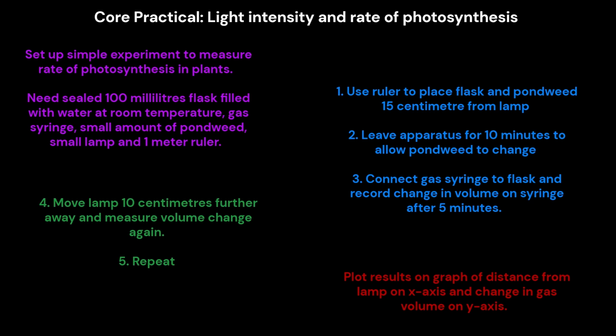You need a sealed 100 milliliter flask filled with water at room temperature, a gas syringe, a small amount of pondweed, a small lamp, and a 1 meter ruler. 1. Use the ruler to place the flask and pondweed 15 centimeters from the lamp. 2. Leave the apparatus for 10 minutes to allow the pondweed to adjust. 3. Connect the gas syringe to the flask and record the change in volume on the syringe after 5 minutes. 4. Move the lamp 10 centimeters further away and measure the volume change again. 5. Repeat. Plot results on a graph of distance from lamp on the x-axis and change in gas volume on the y-axis.